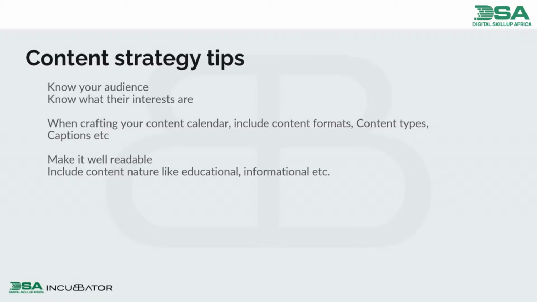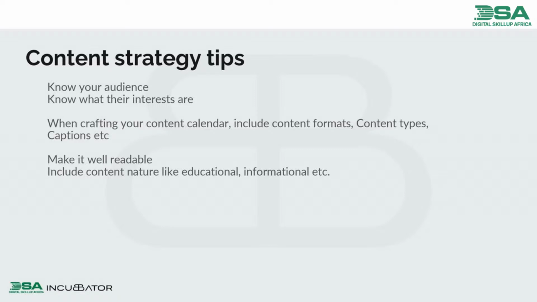The format we're going to use for this content is carousel. Then the content type, it would be storytelling, or any of that, if you check the previous classes. Then captions, what caption is going to be there. Then content nature: is it going to be educational content, informational content, spotlighting, or entertaining content? Entertaining content includes memes and all. So you need to put all of that.